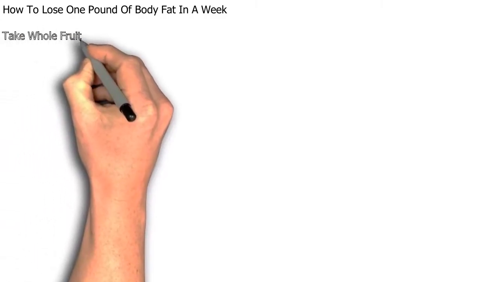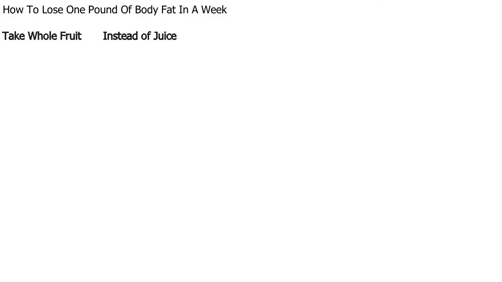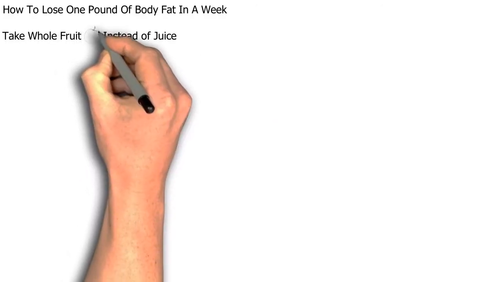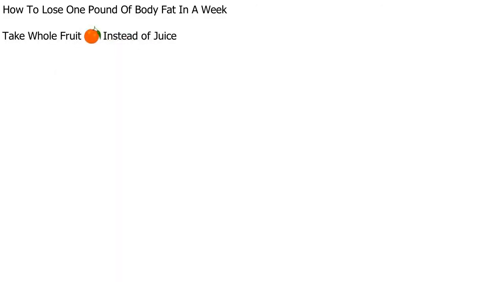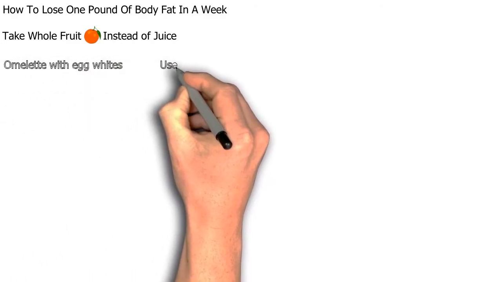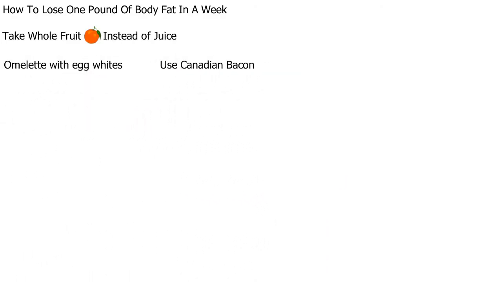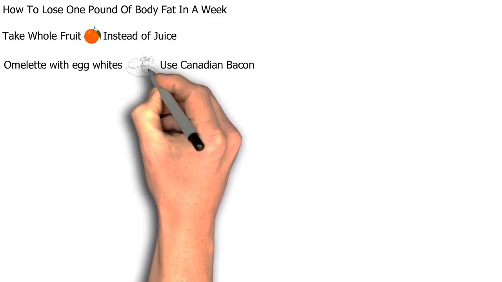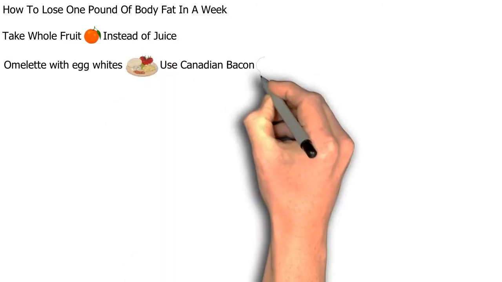1. Instead of drinking orange juice at breakfast, eat a whole orange. You'll save about 45 calories. 2. Make your breakfast omelet with 4 egg whites plus 1/4 cup egg substitute. Replace regular bacon with Canadian bacon to save even more calories.